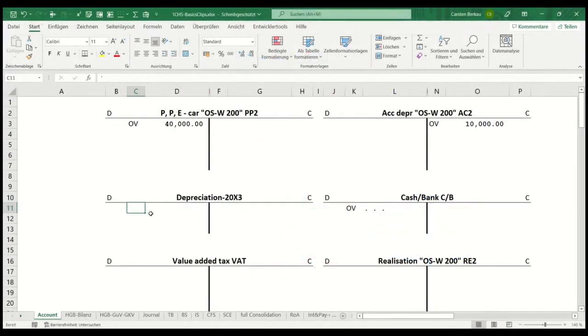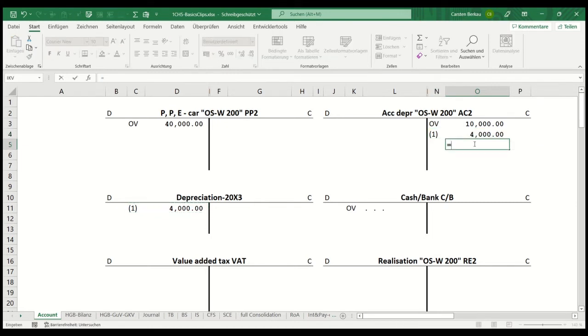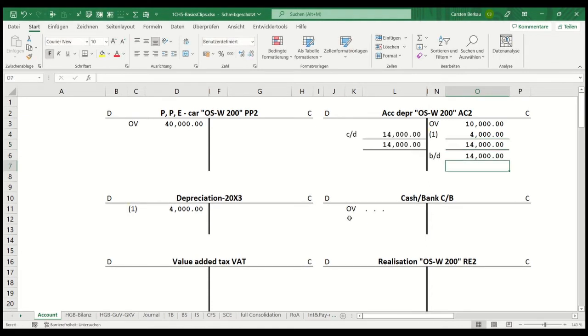Before we start with the sale of the asset, we have to record depreciation. It will give us the bookkeeping entry number 1. Depreciation is 4,000 and we make a debit entry in depreciation and we credit accumulated depreciation. Thereafter, we balance off the accumulated depreciation account. Next, we start to record the sale of the asset. The company receives cash, which we record as a debit entry in the cash bank account to the extent of 31,050.